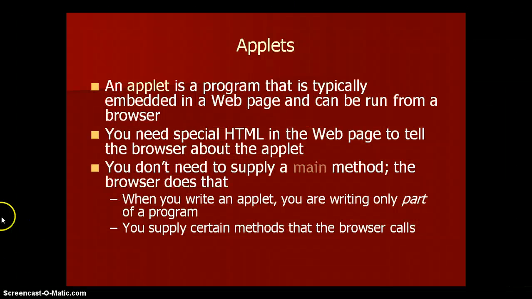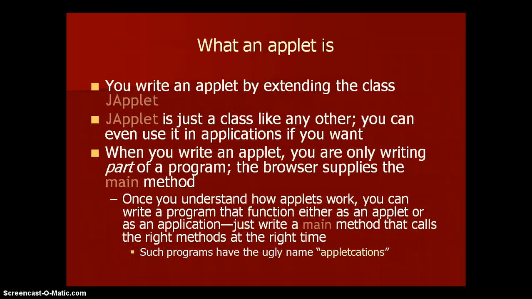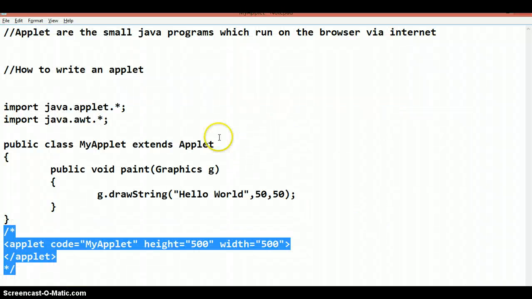So let's come down to the slide. You don't need to supply a main method. The browser does that. When you write an applet, you are writing only a part of a program. As I told you, applets are small programs which are inserted inside the web page. So you supply certain methods that the browser calls. For security reasons, applets run in a sandbox. They don't access the client file system. If I write an applet program, it is never allowed to access my file system. You can write an applet by extending the Applet class or the JApplet class.